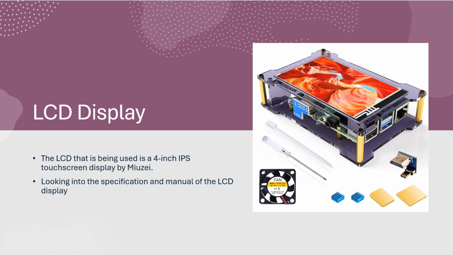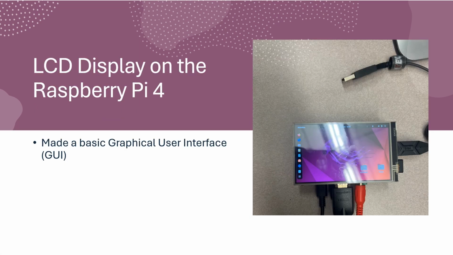My main focus this semester was the LCD display. The LCD that we went with is a 4-inch IPS touchscreen display by Maclsaac. Before working with the LCD board, I looked into the specification and the manual of the LCD board. As you can see in the picture, the display is connected to the Raspberry Pi 4. I was able to make a basic graphical user interface, otherwise known as GUI, that displays basic things like the name of the song and the pause button and the play button.